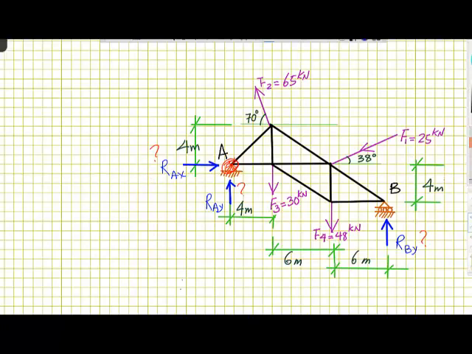Once we calculate the value of RBY, we use the very same concept that we followed in the previous example. Next, by taking the sum of all forces in y direction, we'll calculate the value of RAY. And once we calculate RAY, we take all forces in the x direction to calculate the value of RAX. So let's start the solution once we know this is the approach.